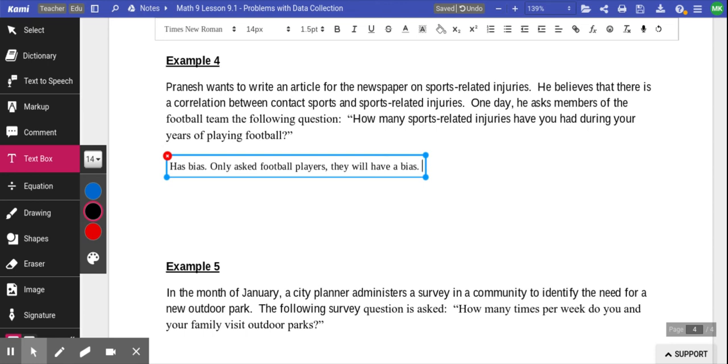Now, if I went and asked, say, basketball, which is also a contact sport, and I said, how many of you have had injuries? It's a contact sport with less injuries, so I'll probably have a smaller result of injured people answering that question. By only asking football players, I created a bias, which means it'll affect the way that the results come out from my data collection.